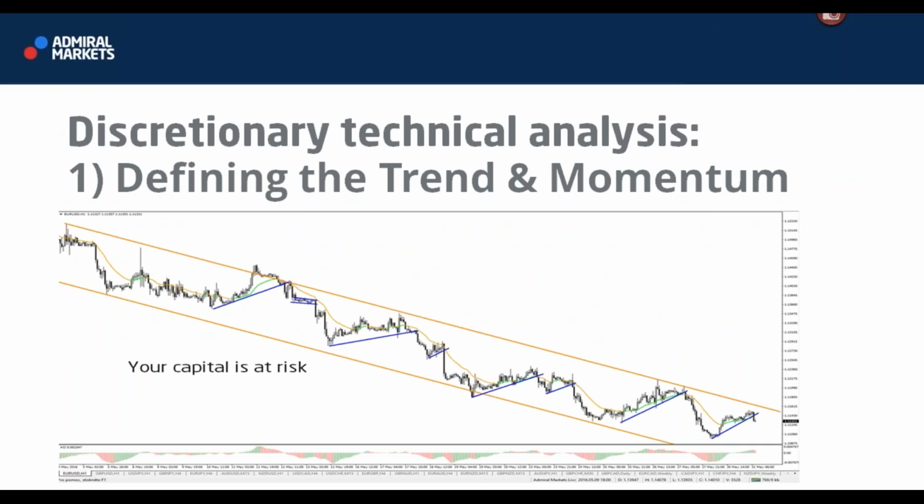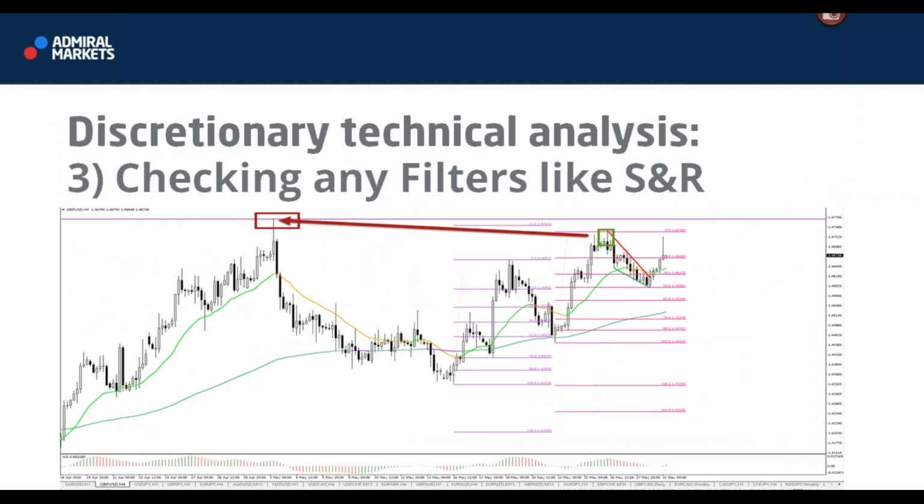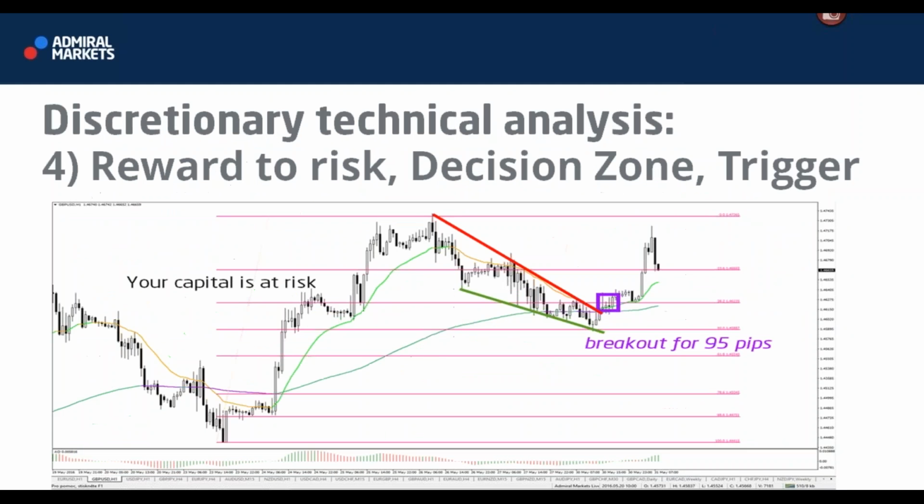Today we're going to take a look at lower time frames. Even then, trend and momentum are important, patterns are important, support and resistances, and understanding what the path of least resistance could be for the trading day. Then I basically identify decision zones and wait for triggers to occur at the key levels or confluence levels as well.